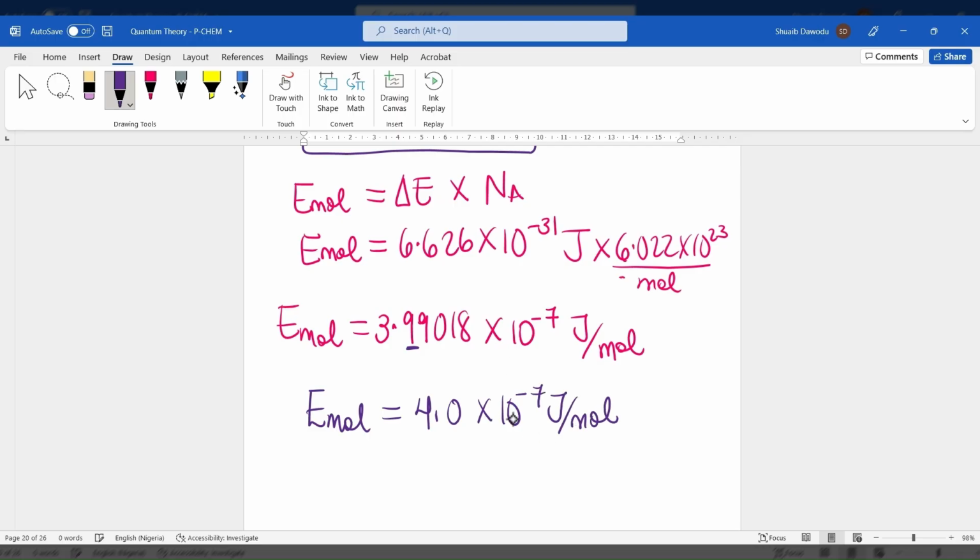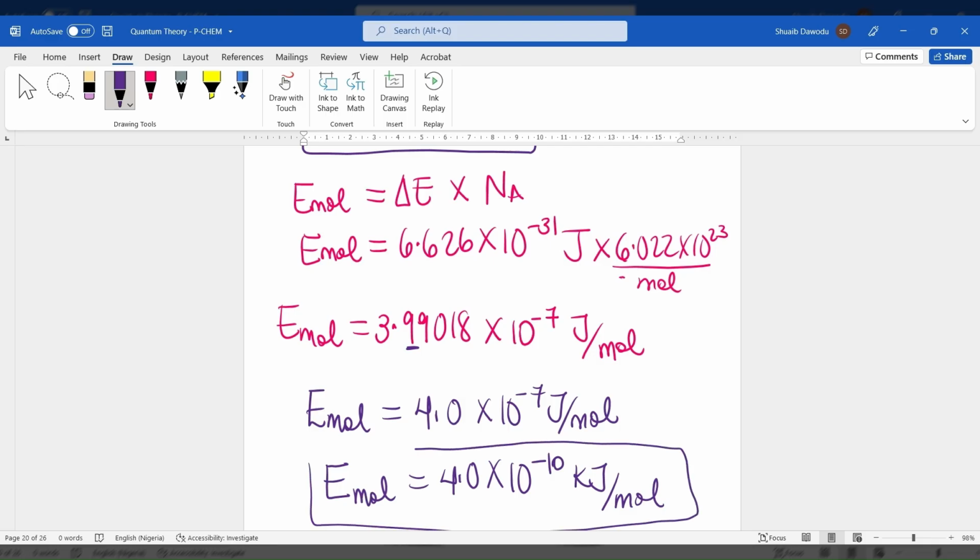And remember as well that we're not supposed to leave our final answer in joule per mole, but in kilojoule per mole. So we're going to divide this by 1000 to get kilo. So E mole ends up becoming 4.0 times 10 raised to the power of negative 10 kilojoule per mole. And this is basically the final answer to this question.